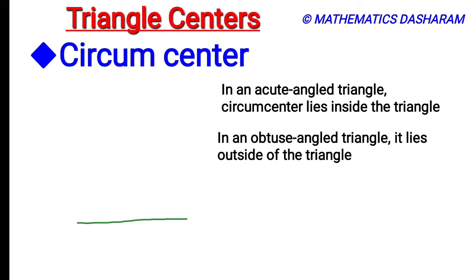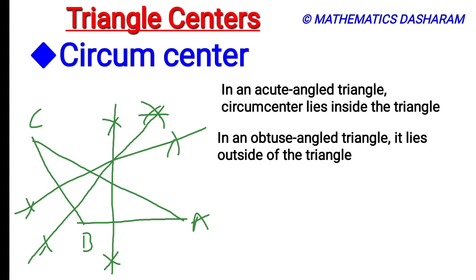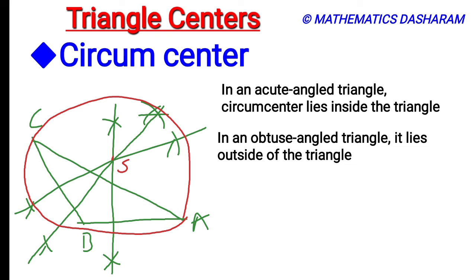So, here is an obtuse angle triangle. So, A, B, C. So, let us draw 3 perpendicular bisectors for each side. So, here the circumcenter, it is S, outside of the triangle. Using the circumcenter, we can draw a circle which passes through the 3 vertices of a triangle, and the S is equidistant from the 3 vertices of a triangle.